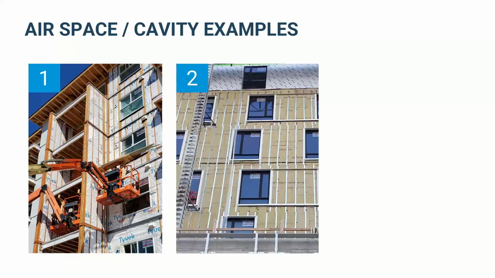Another example, more on the commercial side, is steel girts or hat channels. Quite often these will be attached to some sort of thermally broken clip or even just a thermally broken girt, something to help maximize the effectiveness of that exterior insulation.